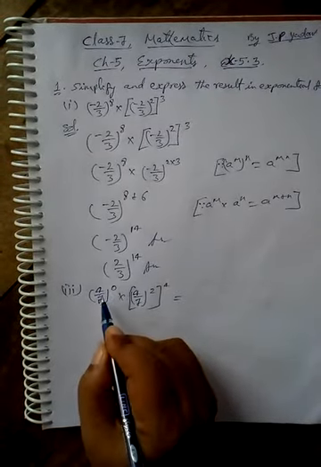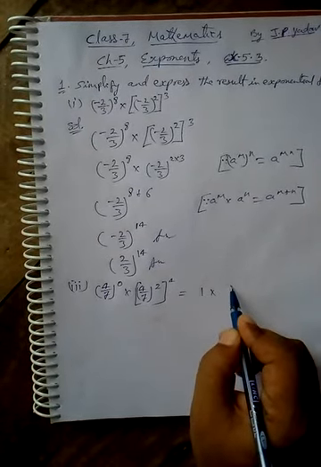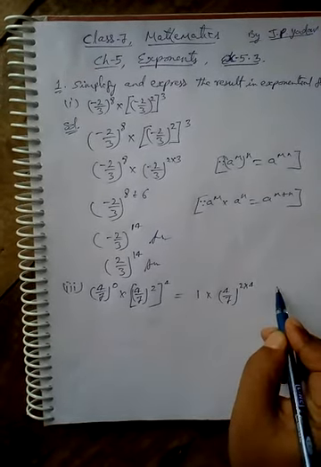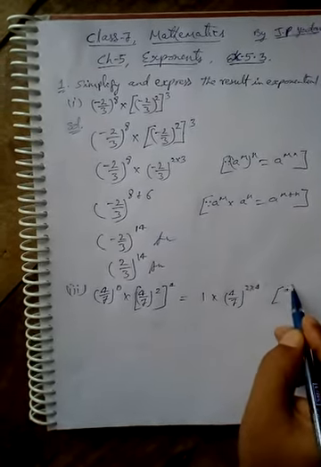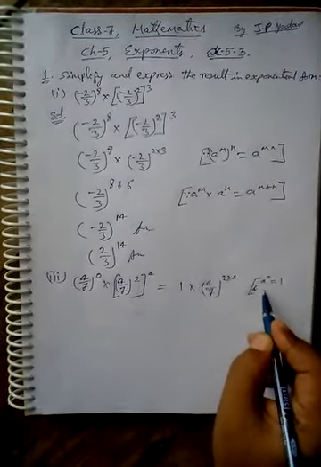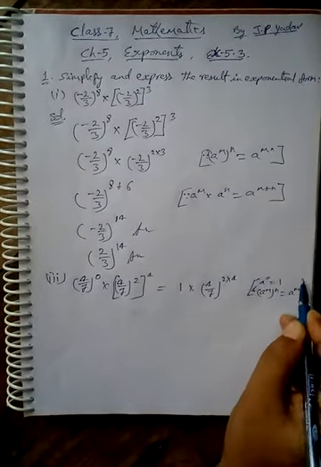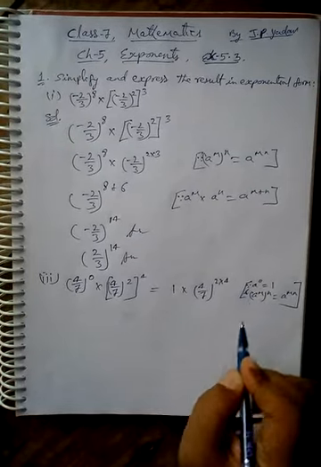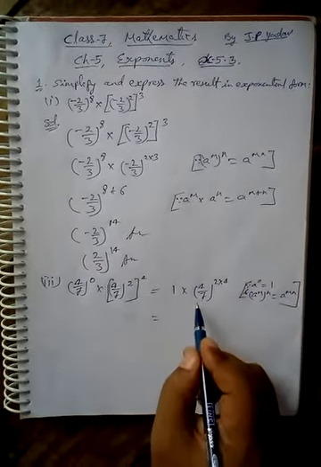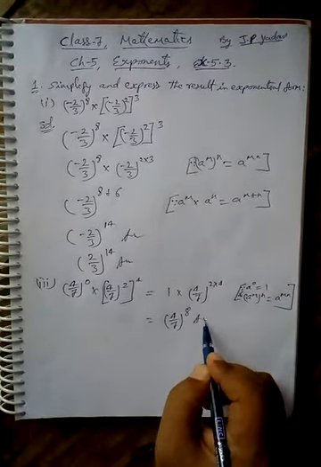We'll write 0; any number to the power 0 is 1, into 4 by 7 raised to the power 2 into 4. The two laws we use here are: a raised to power 0 equals 1, and a raised to power m whole raised to power n is equal to a raised to power mn. So 1 multiplied by any number will give you the number itself. So 4 by 7 raised to the power 8. This is the answer.